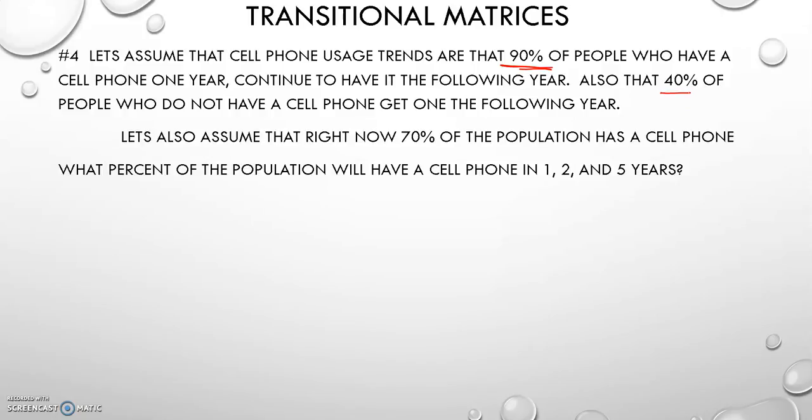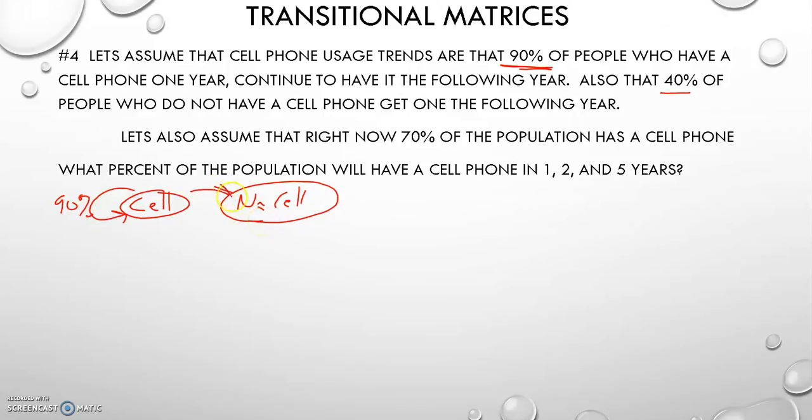So a real quick picture of this is this. We have people who have cell phones and people who have no cell phones. And so this would mean that of the people who have a cell phone, 90% of them continue to have a cell phone the next year. But for whatever reason, maybe they break it and they decide not to replace it, 10% of them decide not to have a cell phone the following year. Of the people who do not have a cell phone, 40% of them move over and get a cell phone. That would mean that 60% continue to not have a cell phone the following year.